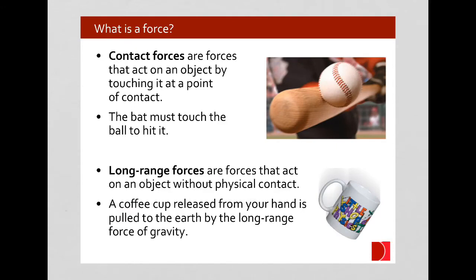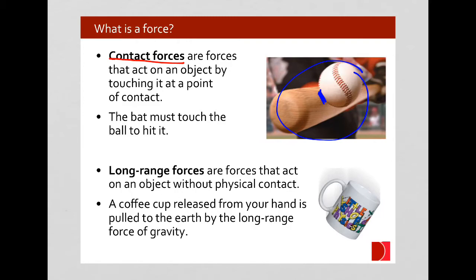We can distinguish some types of forces based on the type of agent that they have. A contact force is a force that acts on an object by touching at a point of contact. So, for example, with a baseball and a baseball bat, there is a contact between the baseball and the baseball bat where the force is transferred from the bat to the ball, and thus the ball will feel a force exerted from touching the bat.